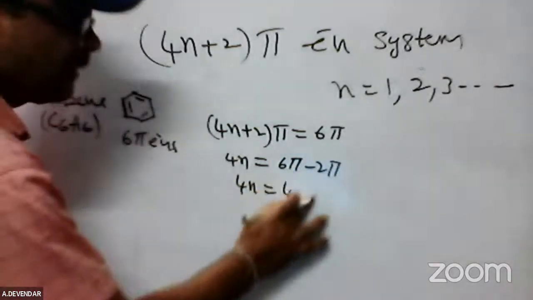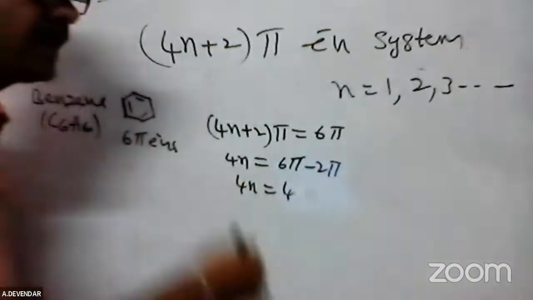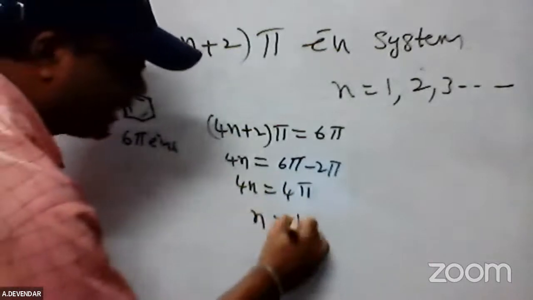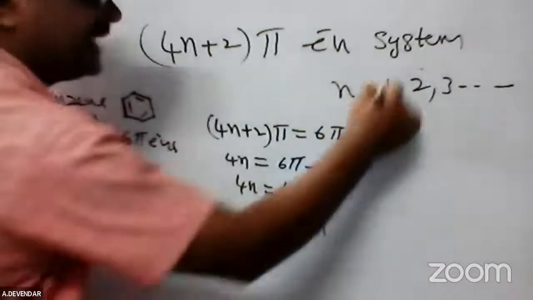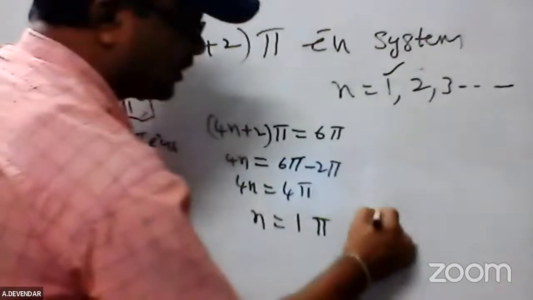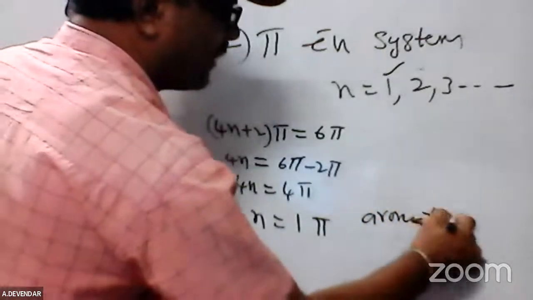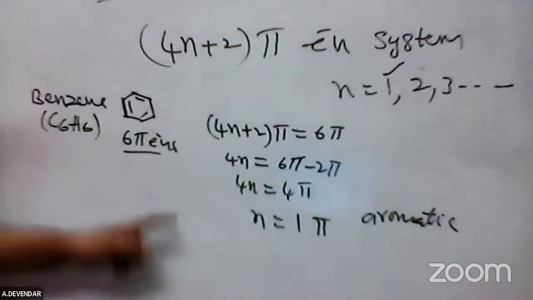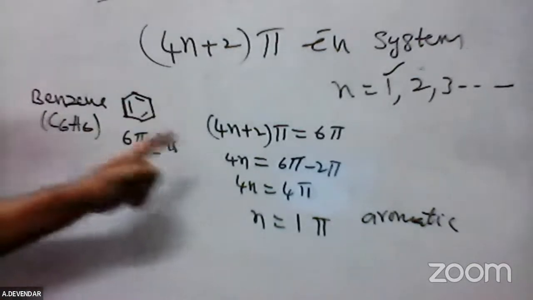Pi electrons mean pi bonds, the double bonds. So 4 pi electrons are there. n is equal to what? 1. It is an integer, so it is an aromatic hydrocarbon. Benzene is aromatic. By means of Hückel's rule, you can explain whether a compound is aromatic or not.